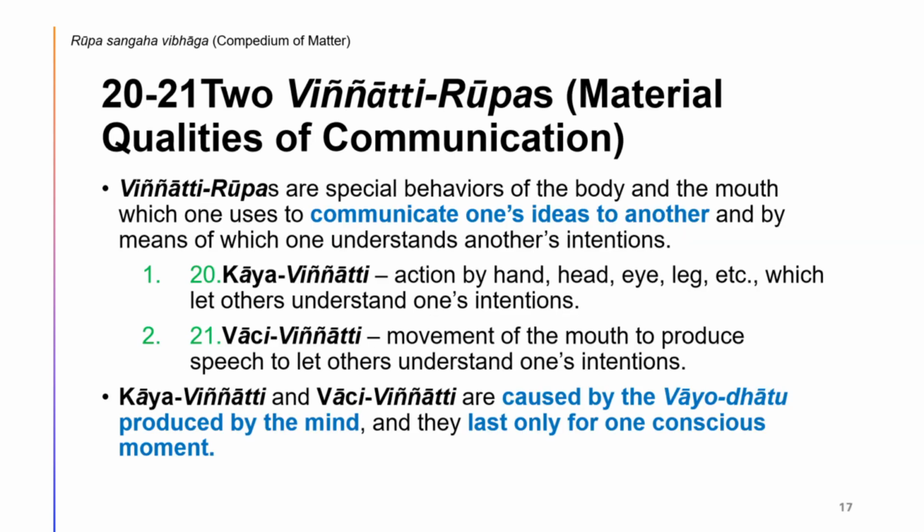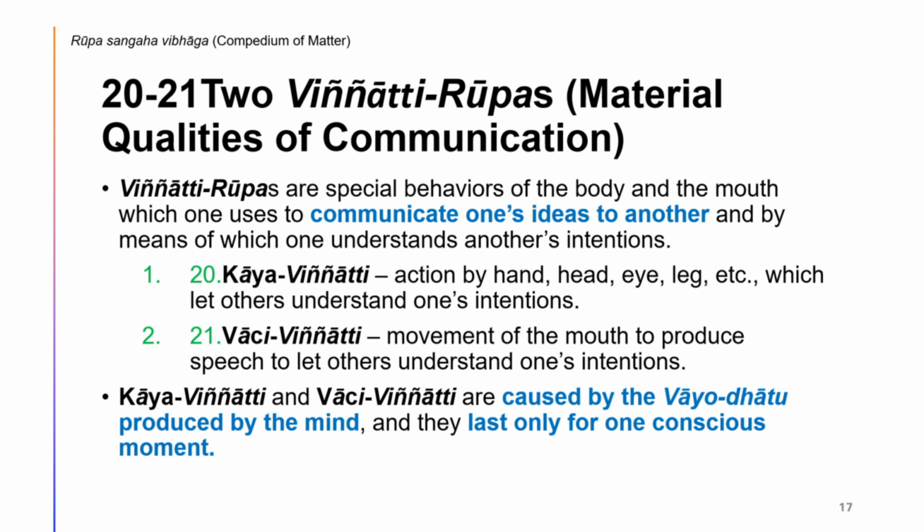So next one, 20 and 21. We're talking about the two Vinnatti Rupa, material qualities of communication. So it means we need a cycle of exchange of information. Whether you are born with full five senses or not, there's a way of communication. I'm talking about physical communication, not about words or other things. There are two ways.